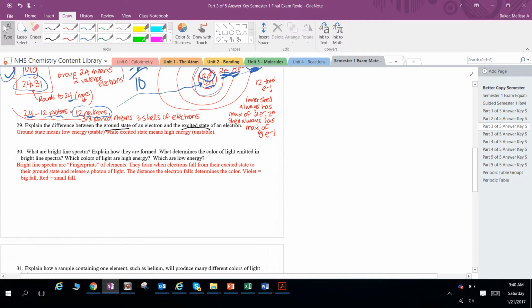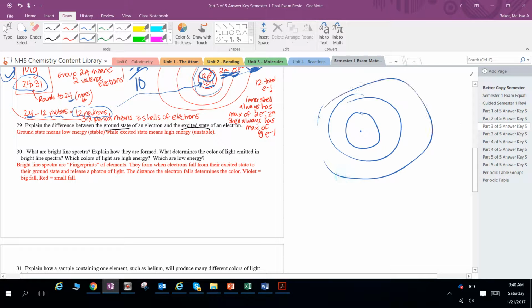What's the difference between a ground state electron and an excited state? This came up a lot when we were talking about the flame tests. A ground state electron means it's very stable, and a lot of times it means it's closer to the nucleus. But when they get excited, they jump up to a higher shell. But that's unstable. What goes up must come down.